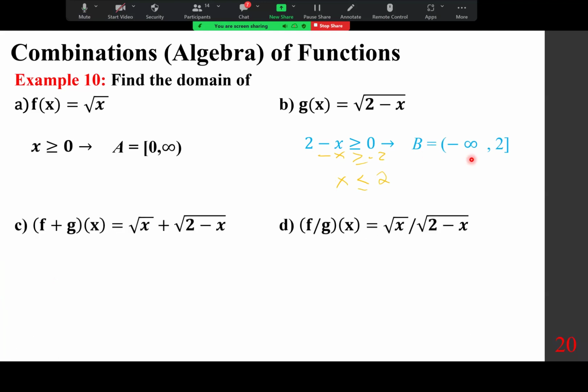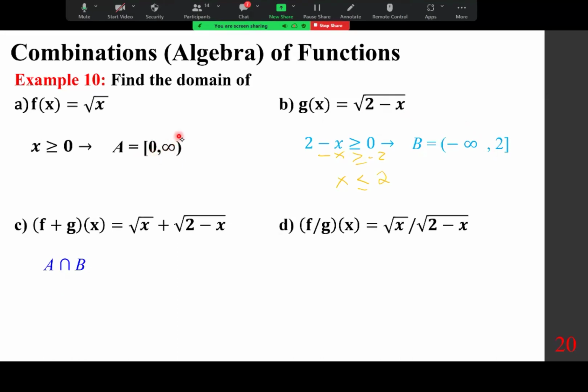Now, we know that f plus g of x is square root of x plus square root of 2 minus x. So what would be the domain for part C? It would be the intersection of these two. What is the intersection of A and B? A intersection B. What is in common between the two?